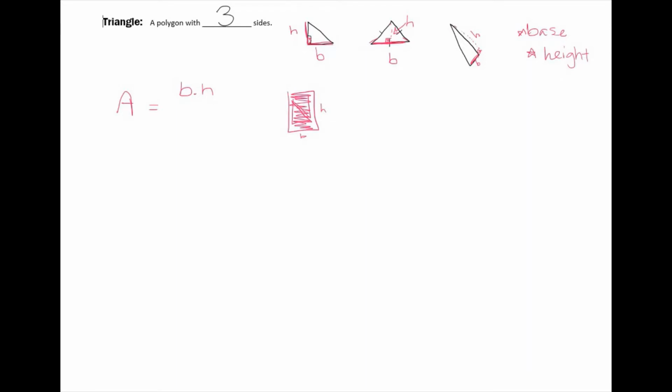But I don't want a whole rectangle. I just want that half of the rectangle. That makes a triangle. So I take my base and my height, and then I can divide it by 2, because the triangle inside of a rectangle is half of it. Okay, so let's look at an example here.